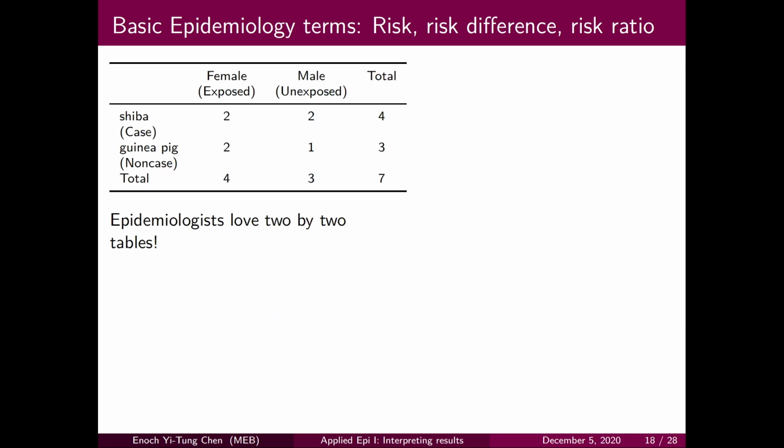Let's take an example. If we have a total of 7 people here, the exposed and unexposed are females and males. As my definition, the case is having Shiba or guinea pigs as pets, then we can make a 2x2 table shown here. Epidemiologists love 2x2 tables.